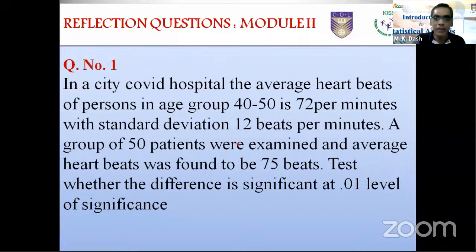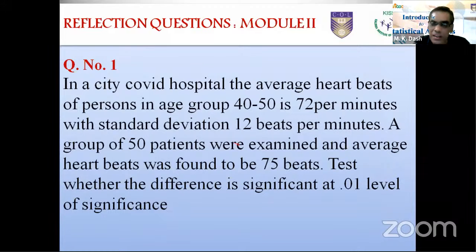In a city COVID hospital, the average heartbeat of patients from group 40 to 50 is given, with a standard deviation of 12 beats per minute. A group of 50 patients were examined and the average heartbeat was found to be 75 beats. Test whether the difference is significant at the 0.01 level or not. So here we need to see how we will proceed.